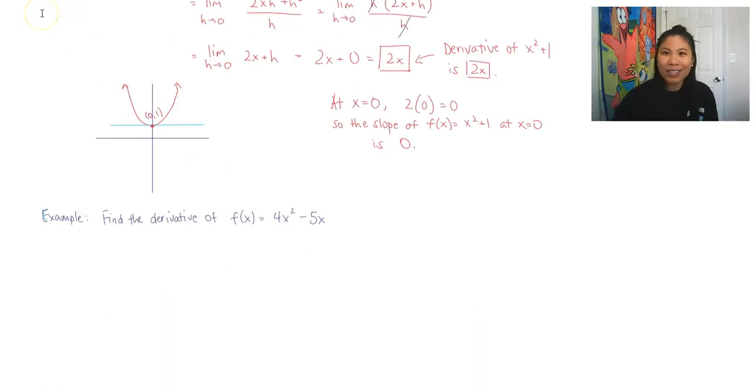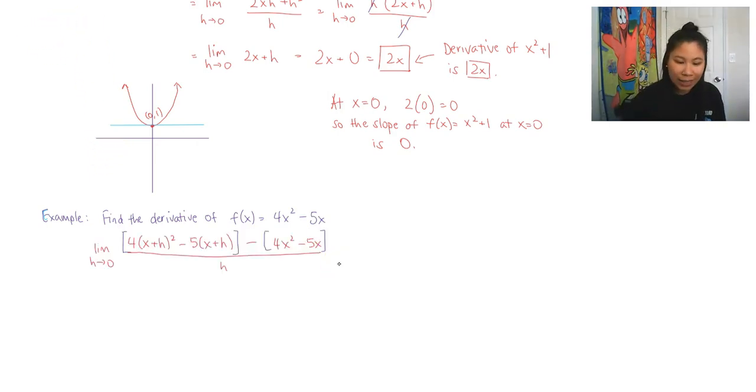Okay, so let's keep going with a slightly more complicated example. This time we're just trying to find the derivative of f of x equals 4x squared minus 5x. So we're going to use that definition of the derivative to find the limit as h approaches 0. So I've plugged in x plus h into the 4x squared minus 5 times x plus h instead of x, and then I'm subtracting 4x squared minus 5x from that.